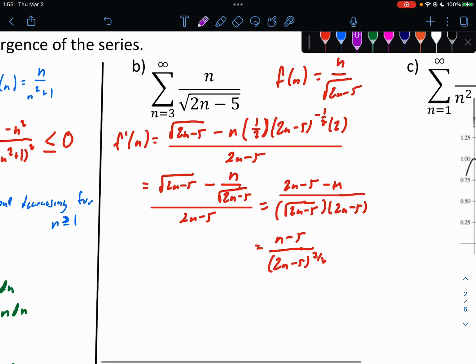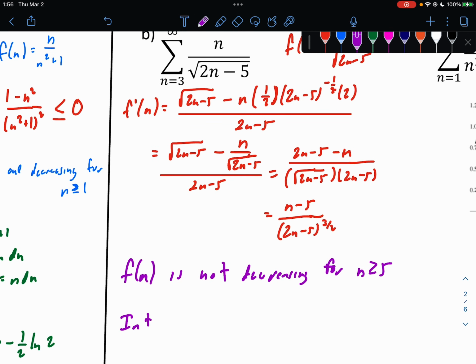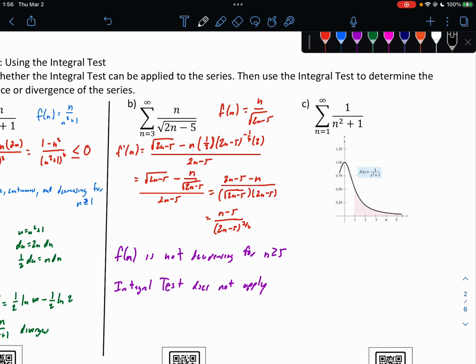So therefore, we can say f of n is not decreasing for n greater than or equal to 5. So we say the integral test does not apply. We'll have to try to find a different way to see if that converges or diverges for this one. Maybe later on.